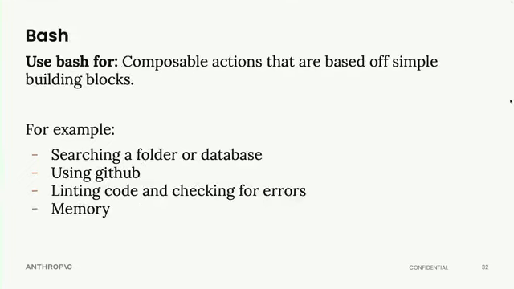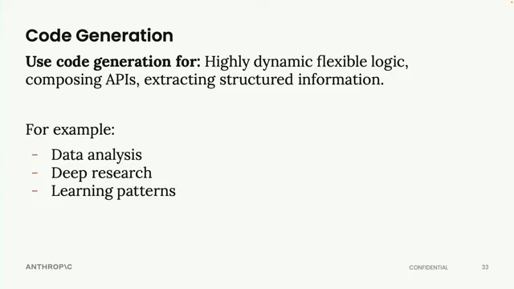Then we've got bash. So for example, there are composable actions like searching a folder, using GitHub, linting code and checking for errors, or memory. And so yeah, you can write files to memory, and that can be your bash. Bash can be your memory system, for example, right? And then finally you've got code generation, right? So if you're trying to do highly dynamic, very flexible logic, composing APIs, like you're doing data analysis or deep research or reusing patterns. And so yeah, we'll talk more about code generation in a bit.